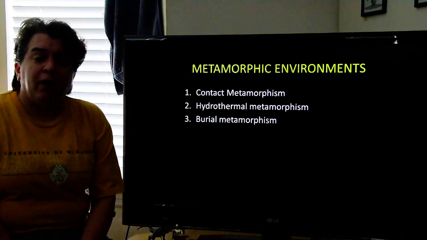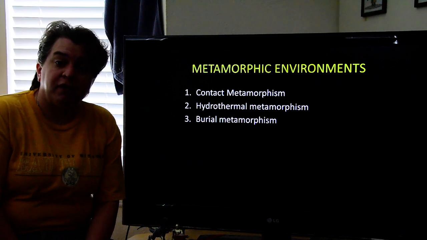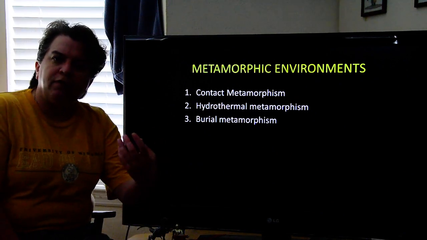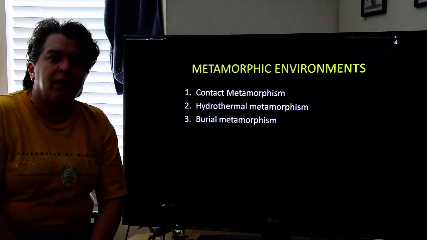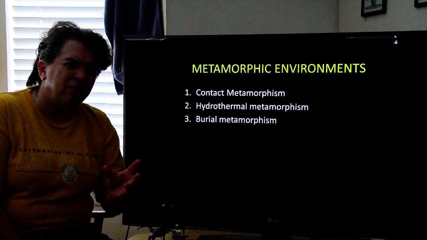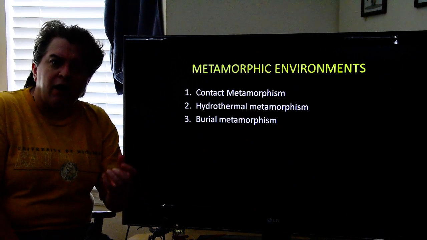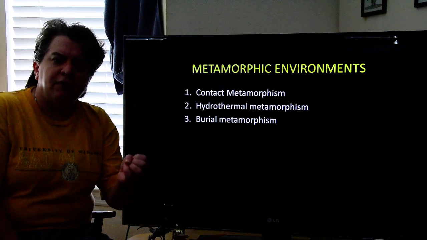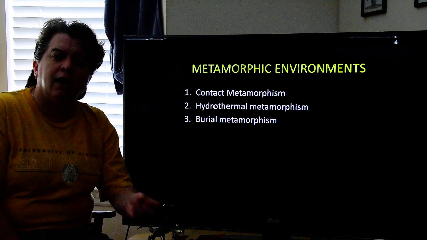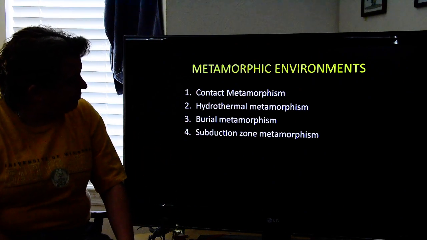Now we also have burial metamorphism, and this happens when rocks get buried deep underground, right? The deeper they get buried, the more pressure is going to be on them, and usually about the time that rocks get, say, 8 kilometers deep, it's gotten hotter in the earth there, and there's this higher pressure at about 8 kilometers, and so we start getting some metamorphism at that depth.